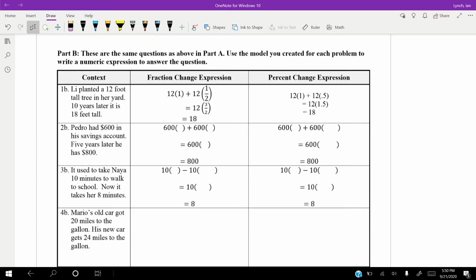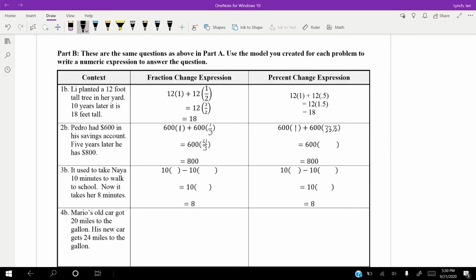So Pedro had $600 in his savings account, and 5 years later, he had $800. So as you guys can see, we're going to have 1 of 600, right? Because we already have that 600. And now we're adding our fraction change. If we look back up at 2b, our fraction change here was 1/3. So now when we add these together, we're going to get 600 times 4/3, our fraction of the whole, which gives us 800.